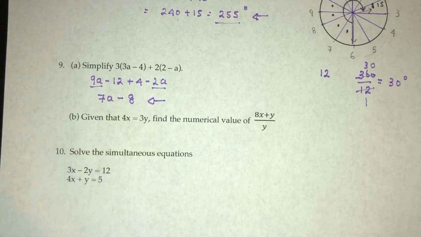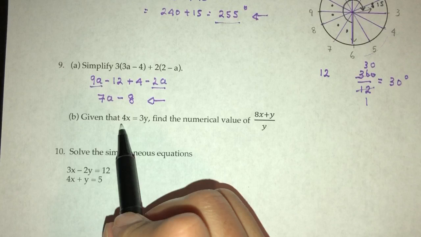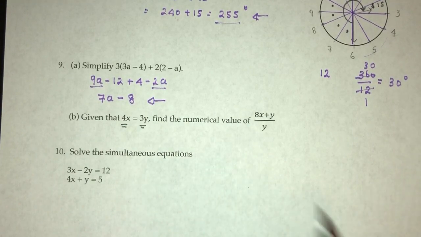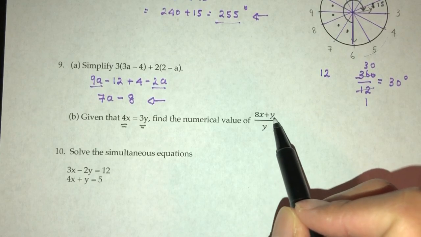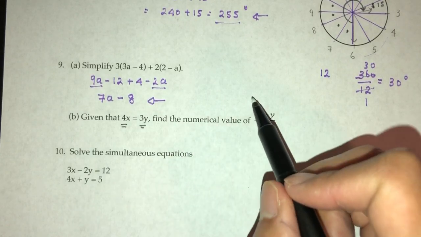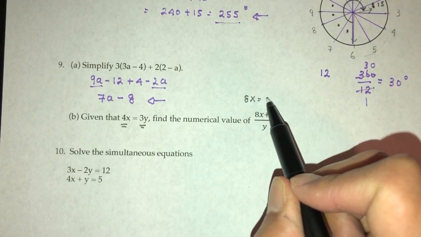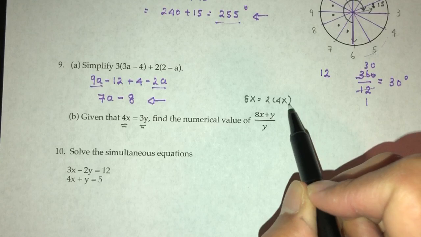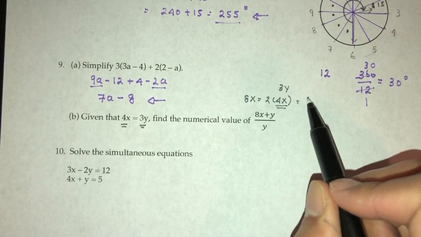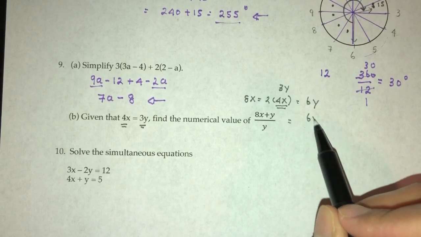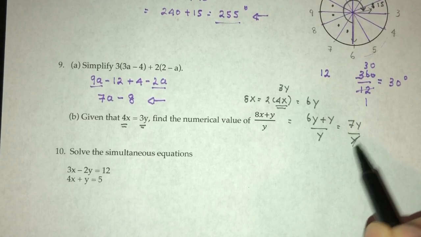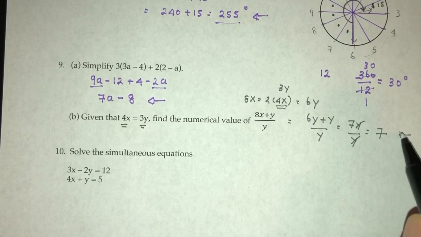Now for part B, given that 4x equal to 3y, find the numerical value of this. So let's convert x to y, right? So here we have 4x equal to this. So what is 8x? You observe 8x is simply 2 times 4x. Now 4x, we know it is 3y. That will be 6y. So you will have 6y plus y over y. That will be 7y over y, which will be 7 as your answer.